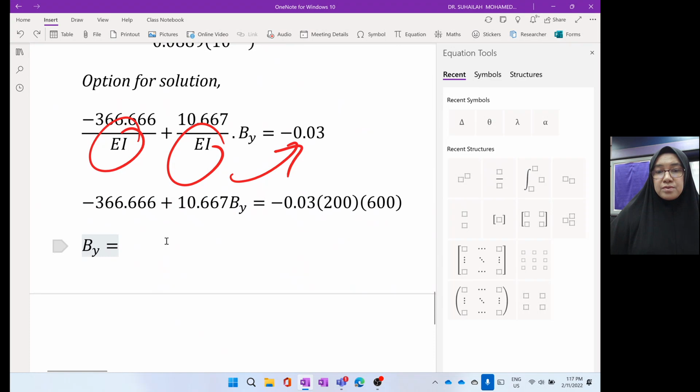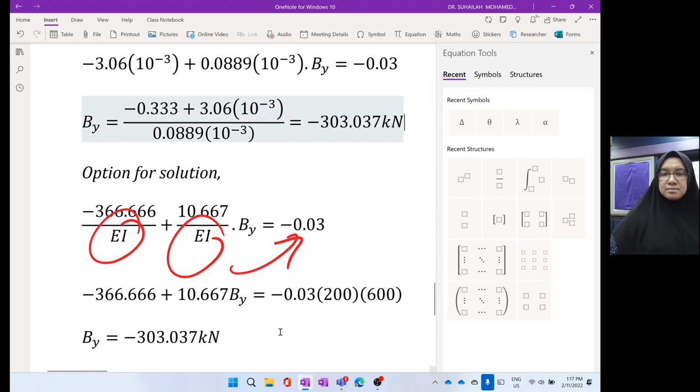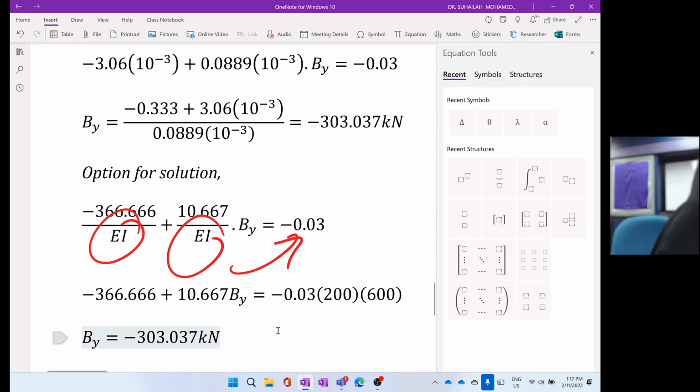Sama. So dapat 303.037 kilo Newton. Okay, so mana lagi senang? Yang bawah. So pakai yang bawah je lah. Sebab tujuan kita nak cari BY tu je kan? As long as we get BY.